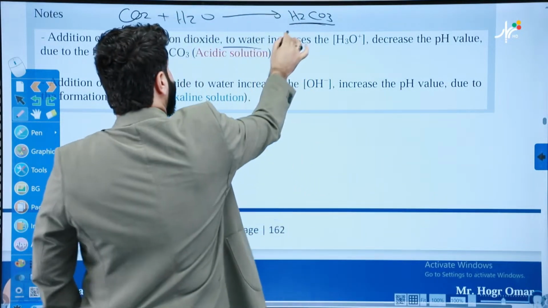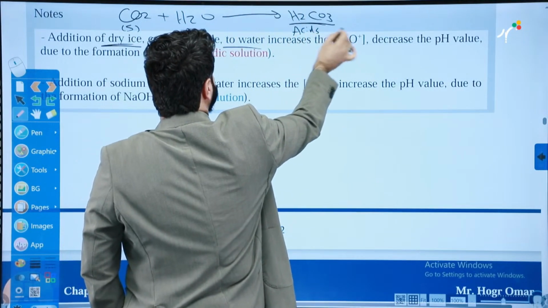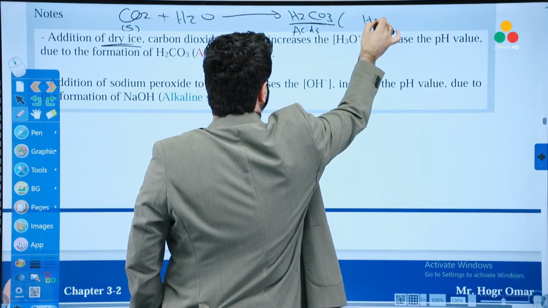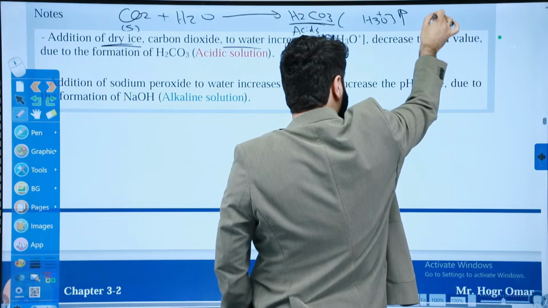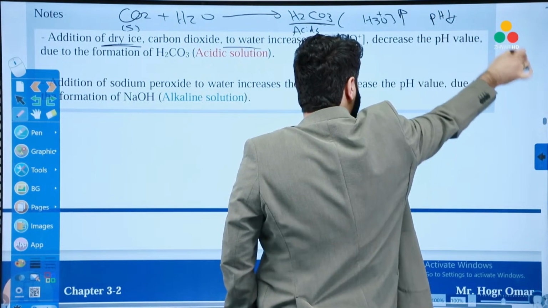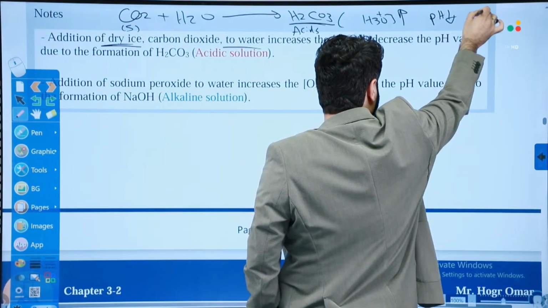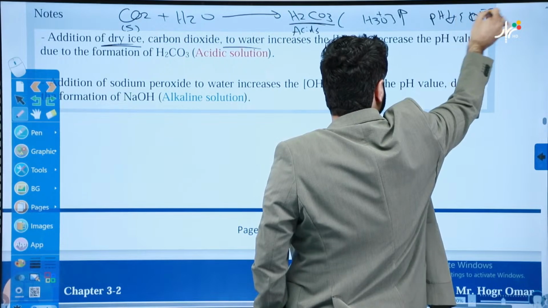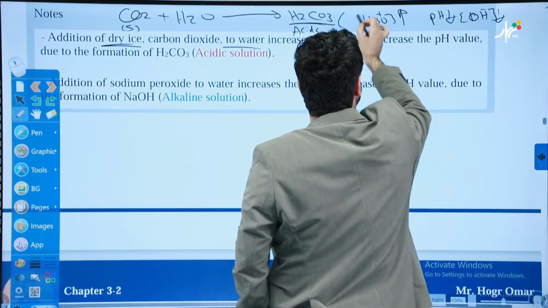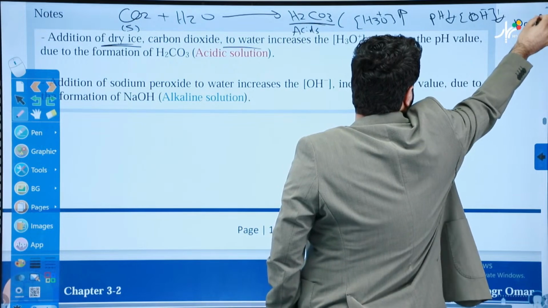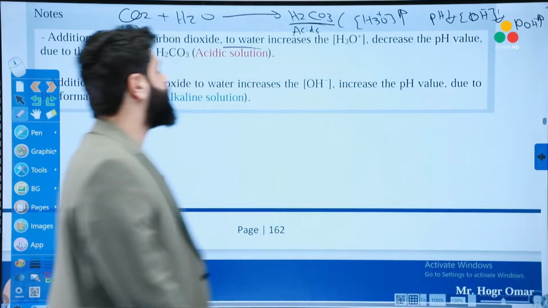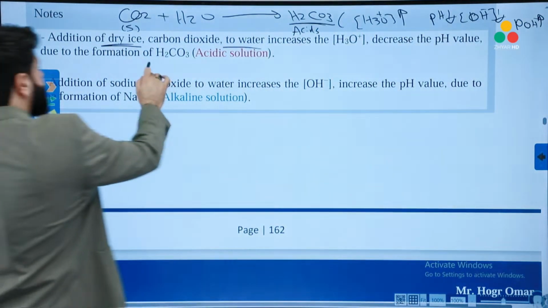What is H2CO3? Acid. So acids increase H3O. They produce H3O. H3O is increased. If H3O is increased, then pH is what? Decreased, and OH is decreased also. Okay? Of course, pOH must increase because of the relations. Nice? And the solution is acidic.